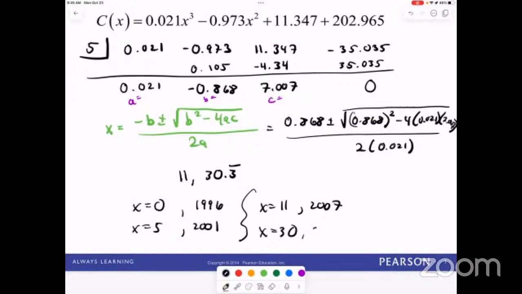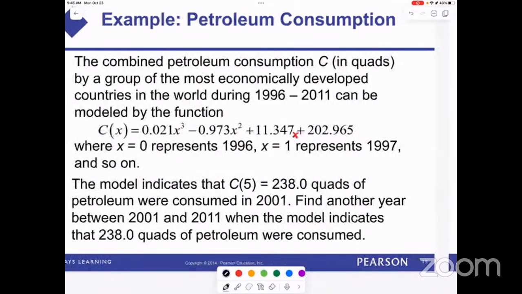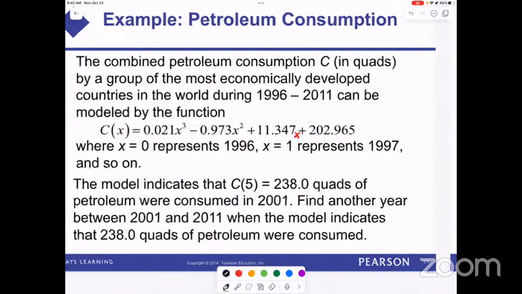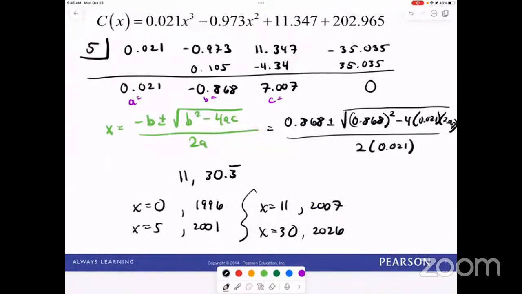Okay, let's go back. It says, find another year between 2001 and 2011 when 238 quads of petroleum were consumed. So 11 gave us the year 2007, right? So that's what we're going to go with. Can I paste? No? Okay, that's okay.